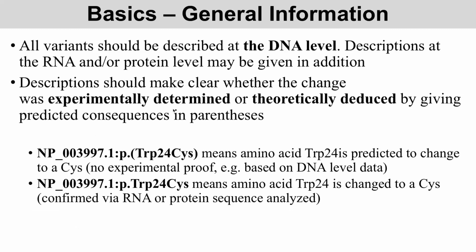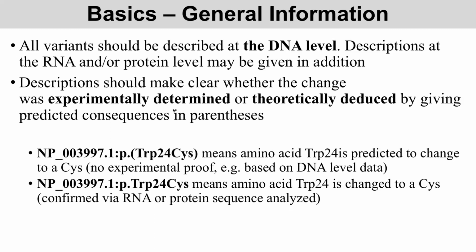A few other basic points. They noted that all variants should be described at the DNA level, because if you're just saying a protein change, you could have multiple DNA changes that give you the same protein change. So only using a protein change isn't appropriate unless you did some sort of protein mass spec and you've only found a change with that approach, as opposed to sequencing. But if you have done sequencing, you should be giving the DNA expression, and then you could add on a protein or RNA expression in addition to the DNA change.